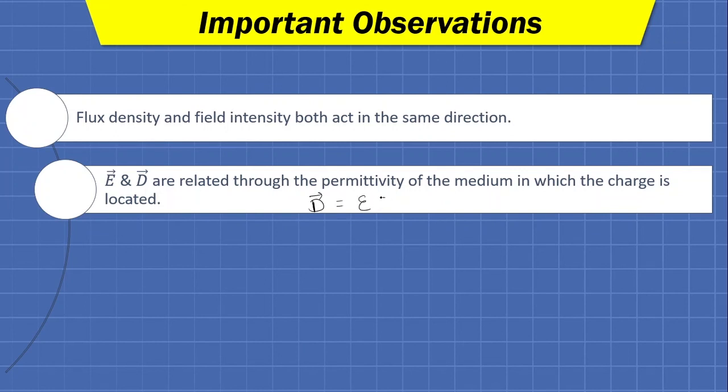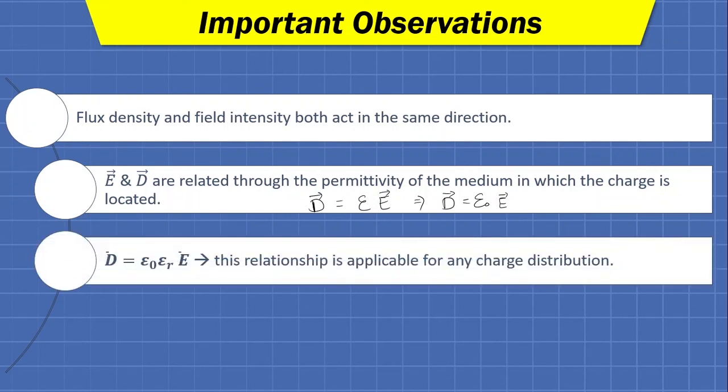D bar is equal to ε E bar is the general form of this equation. If the medium is air, then we can say D bar is equal to ε0 E bar. If the medium is other than air, then we can say D bar is equal to ε0 εr E bar. This relationship is applicable for any charge distribution. So if you go for infinite line charge or finite line charge, ring charge, disc charge, or any other regular or irregular charge distribution, this relationship between flux density and field intensity will hold good.